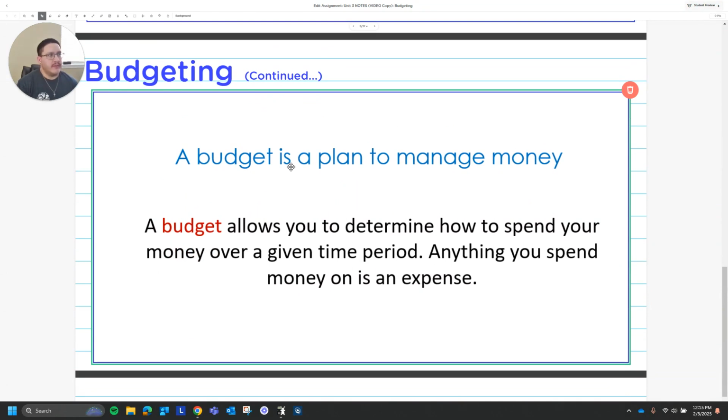A budget is a plan to manage money. A budget allows you to determine how to spend your money over a given time period. Anything you spend money on is an expense. So that includes car loans, the video game you may have bought a couple weeks ago, gas, daycare, pets. Anything that involves money is an expense.